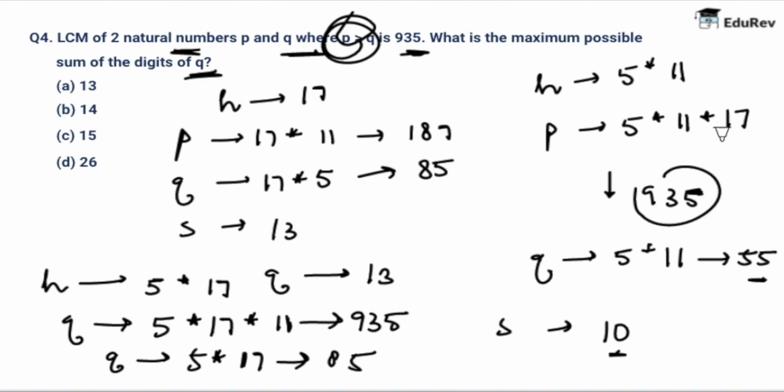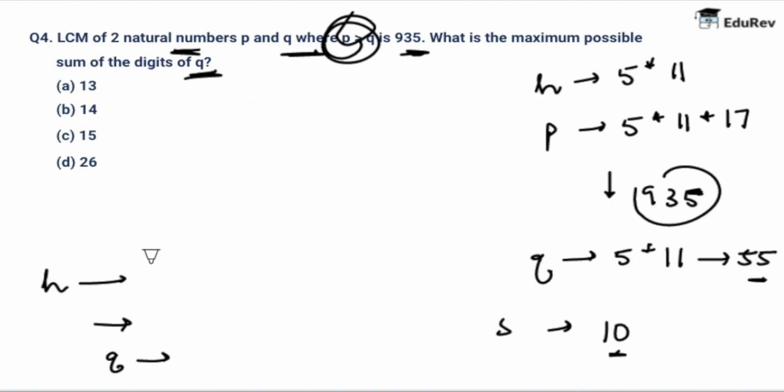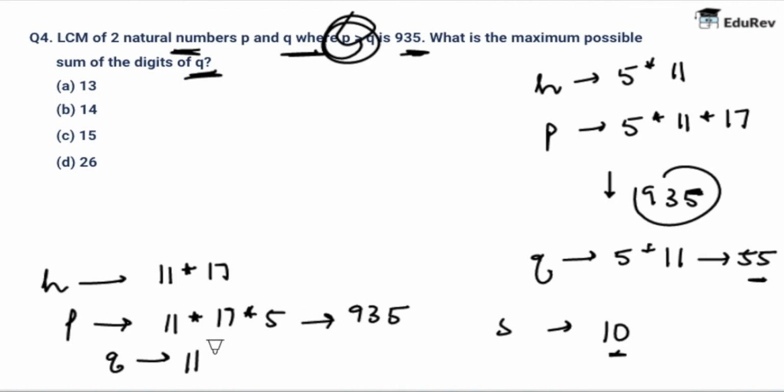Now if h is going to be 11 times 17, we need to write that down as well. So if h is 11 times 17, and p is 11 into 17 into 5, that is 935, and q is 11 into 17, that is 187. Then the sum of digits of q is going to be 16.